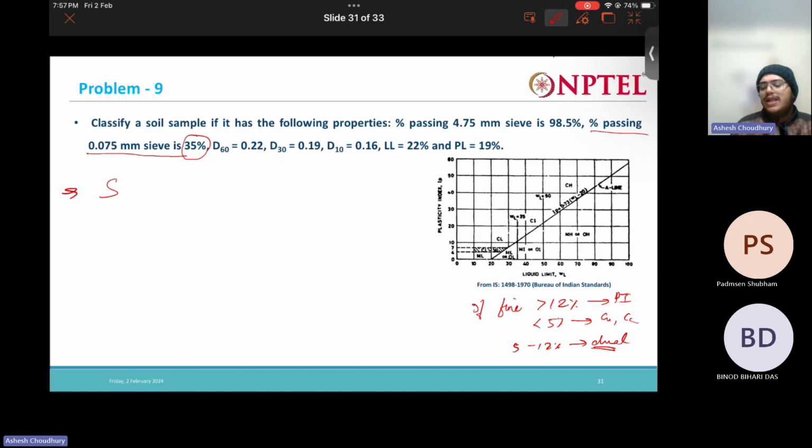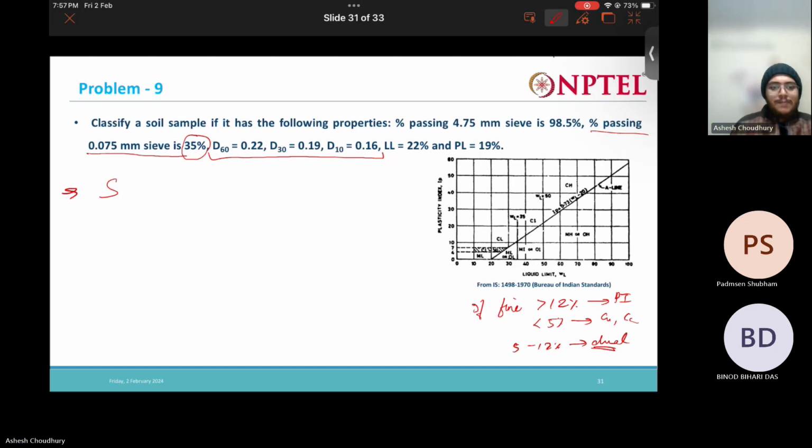Why did you calculate Cu and Cc? Just think once. Data is given here. Fine. But why did you calculate Cu and Cc? Correct. You should not calculate, right? There is no point of this data.